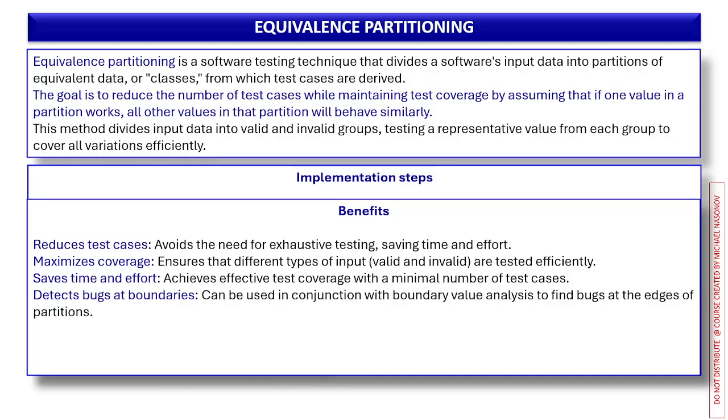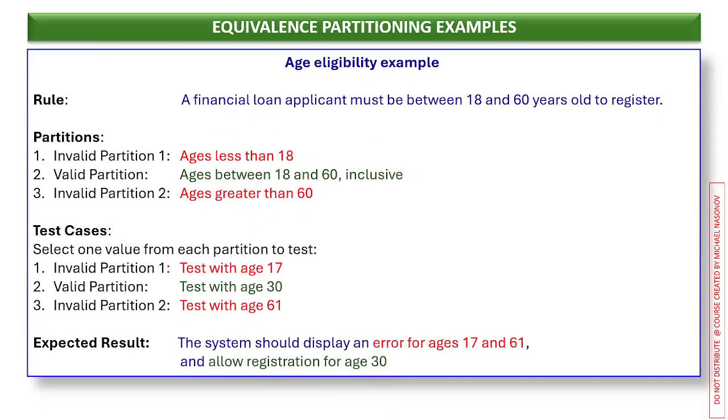Now, let's take a look at equivalence partitions examples. Age eligibility example. The rule is a financial loan applicant must be between 18 and 60 years old to register to apply for a loan.